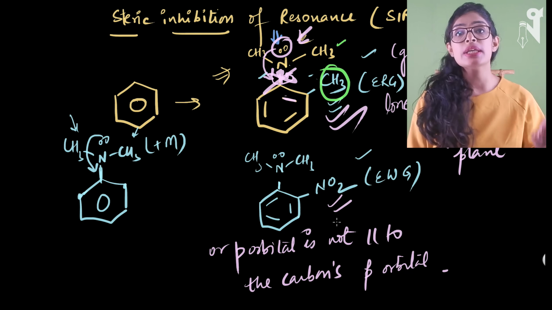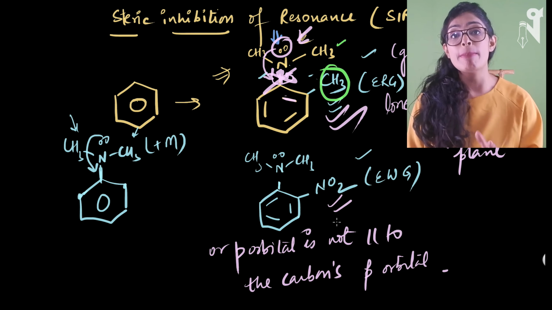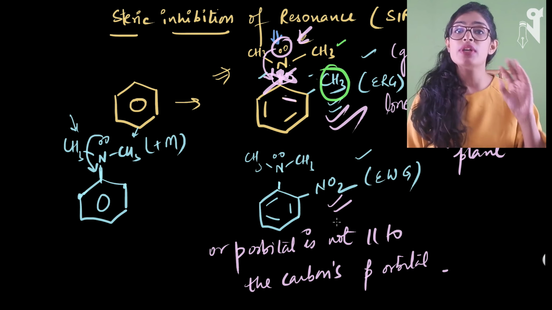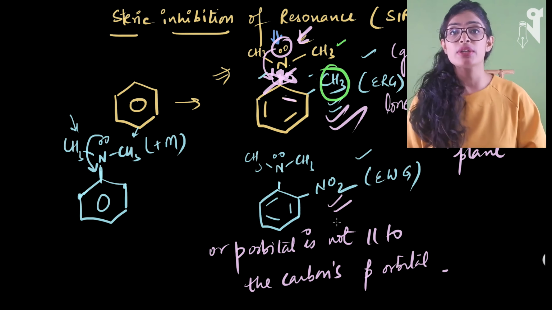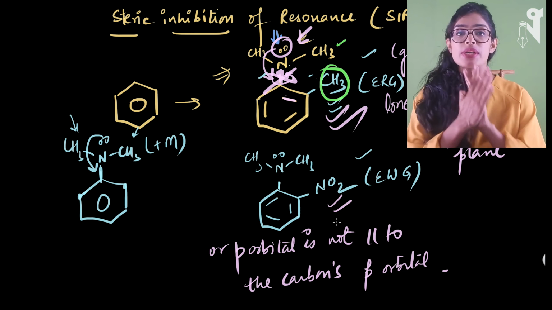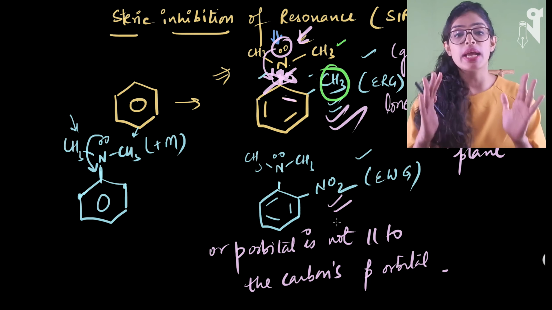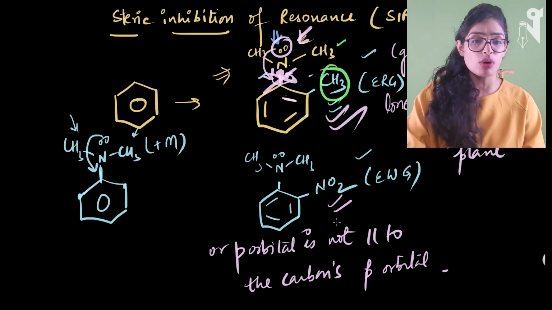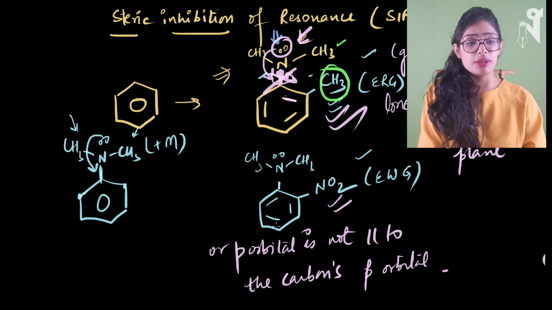So the electron releasing and electron withdrawing effects will have no impact in general. Irrespective of the effect, the resonance will stop. Only the inductive effect will work, but resonance will not work. So that is exactly what steric inhibition of resonance is. Now, how do we implement this concept, where is it used? Now let me explain.